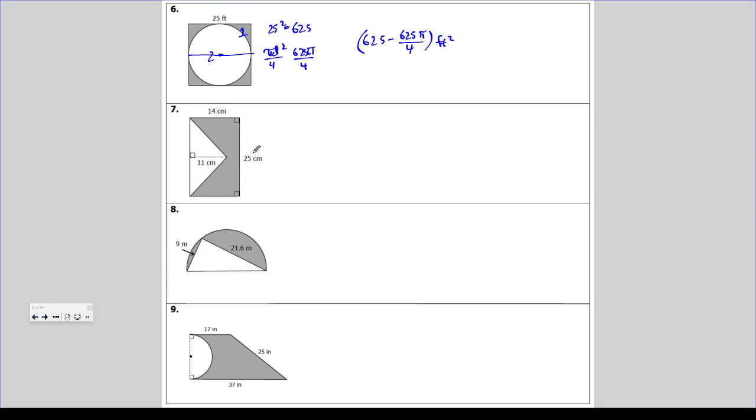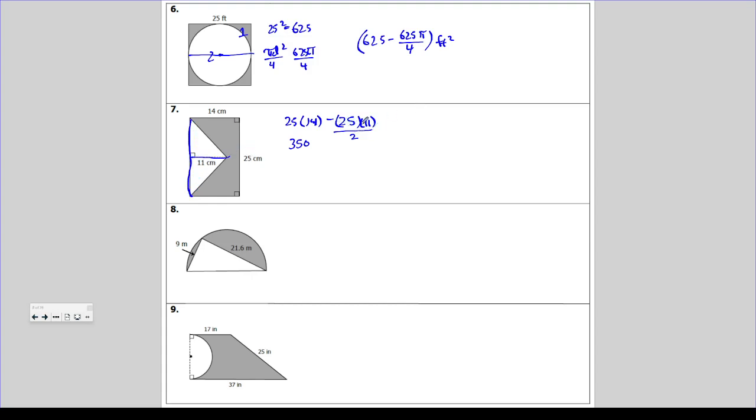So this one will be 25 times 14 minus 1/2 of 25 times 11. So my big shape, 25 times 14. So that's 350 because I had 12 25s is 300 plus 2 more. And then we're taking away our triangle, 25 times 11 over 2. Because 25 is the base of the triangle over here, and then 11 is the height of the triangle.